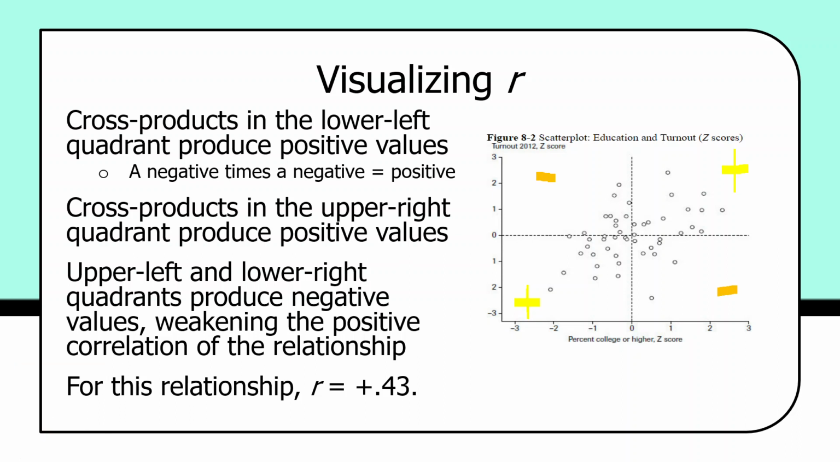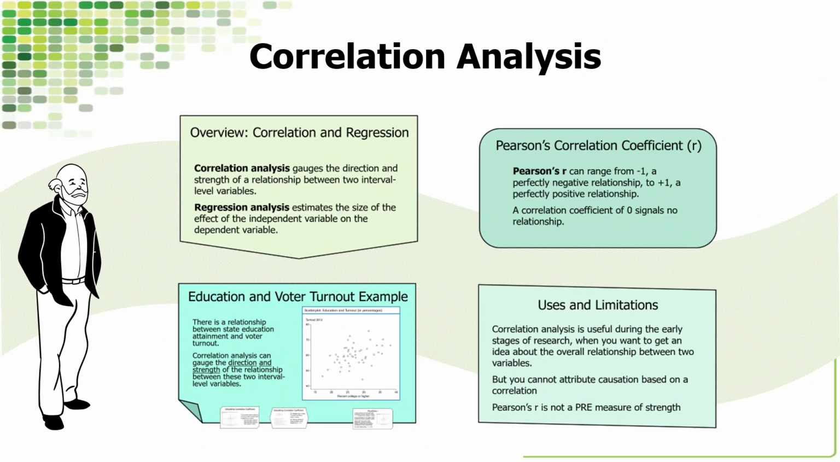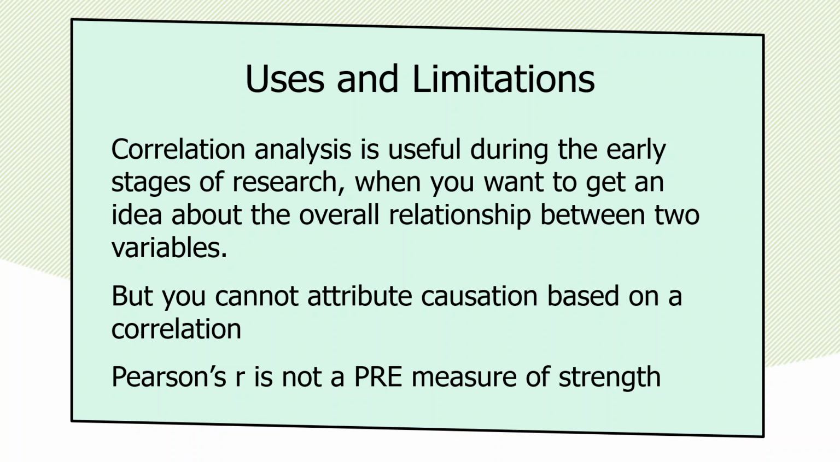There are some limitations of correlation. It's very useful during the early stages of research when you want to get an idea about the overall relationship between two variables. So say you've got 5 or 6 variables that you're interested in analyzing and maybe modeling causation for a dependent variable. Correlation analysis gives you a really quick and useful sort of introduction to your variables, to the overall relationships between variables that you're going to analyze.